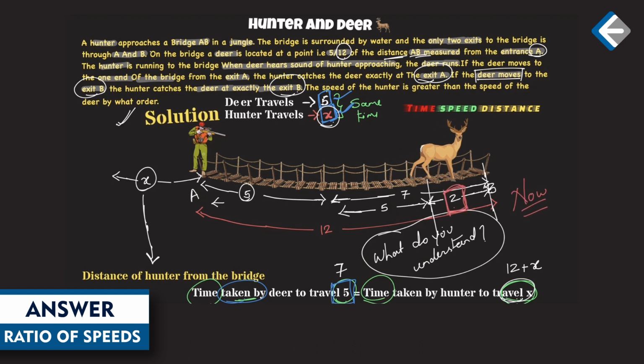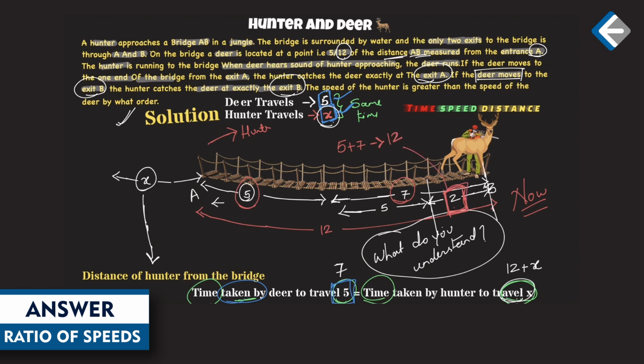Now when the deer travels the remaining 2 to reach the exit B, the hunter will be traveling the entire bridge so that he catches the deer at the exit B. So the hunter will be traveling 5 plus 7, that is 12. So when the deer travels 2, the hunter travels 12, and that is the ratio of their speeds. 2 is to 12, or 1 is to 6. The speeds are in the ratio of 1 to 6, and that gives me the solution to this problem. So think it visually and you will reach your solution.